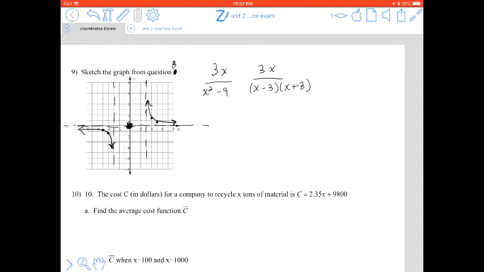Now I'm going to test a few points as we get closer and closer to that asymptote. So I'm going to test x equals 1 and x equals 2. If x equals 1, we're going to get 3. 1 minus 3 is -2. 1 plus 3 is 4. So 3 over -8. That's almost -1/2. And if I test 2, 3 times 2 is 6. 2 minus 3 is -1. So it's 6 over -5 when x equals 2. That's about right there.